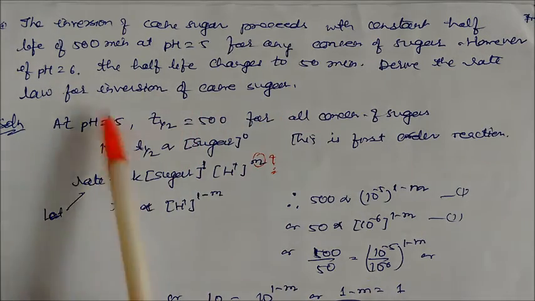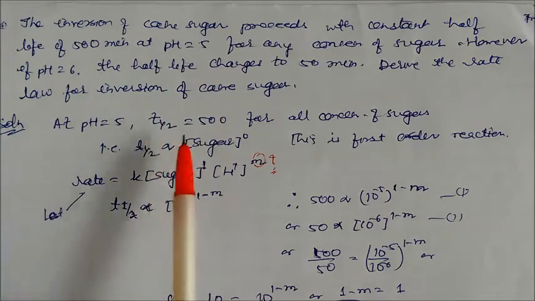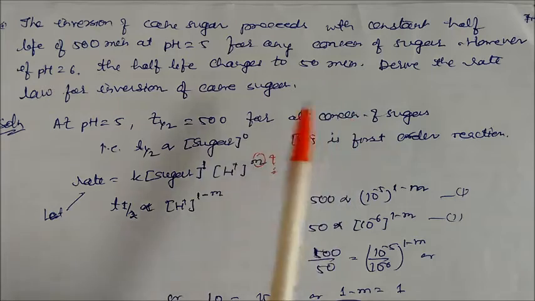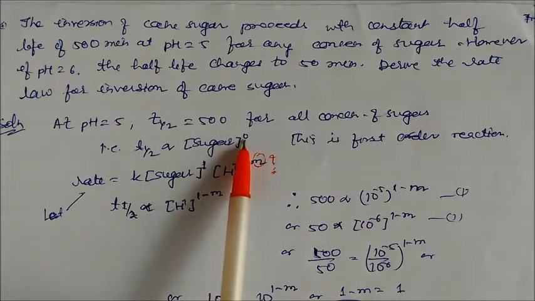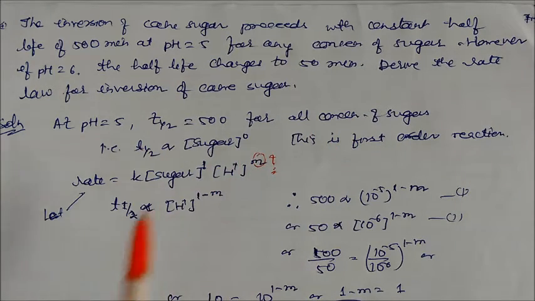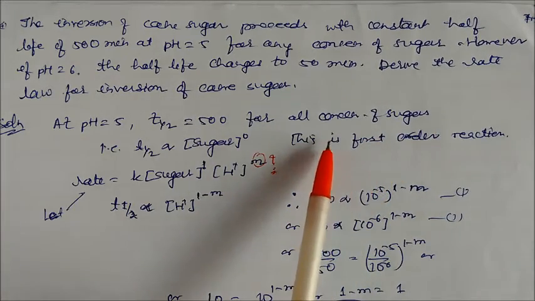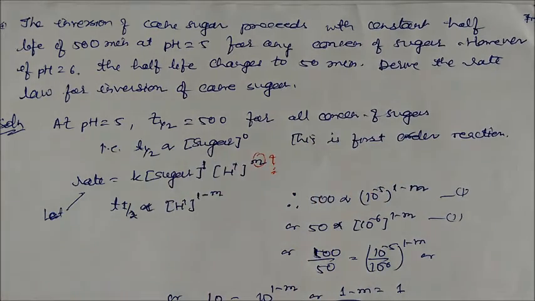At pH equal to 5, the half-life is equal to 500 minutes for all concentrations of sugar. All concentrations means that it is independent of the concentration of sugar, so we can write sugar to the power 0. This is a first order reaction, because a first order reaction does not depend on the concentration of sugar. So we can write the rate as sugar to the power 1 and H plus to the power M. Let us take this as the rate law, and the half-life is proportional to H plus to the power 1 minus M. What is H? The pH value.